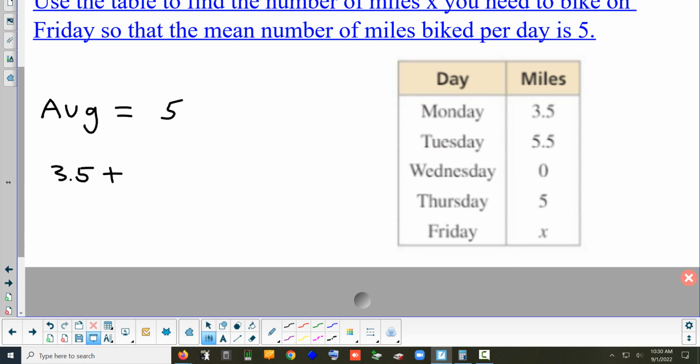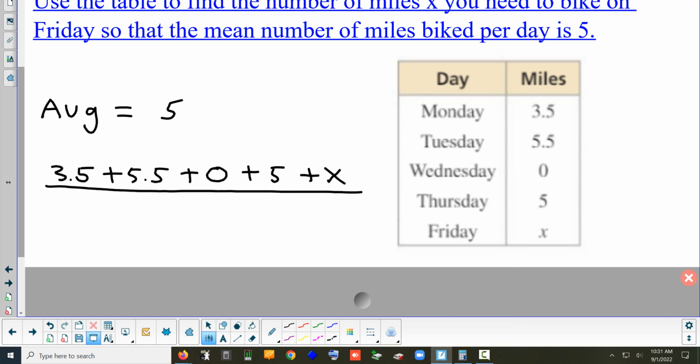Plus, how about Tuesday? What did we ride on Tuesday? 5.5. Wednesday? 0. Took a 0. Didn't do anything on that day. Thursday? 5. And on Friday? X. That's what we don't know.